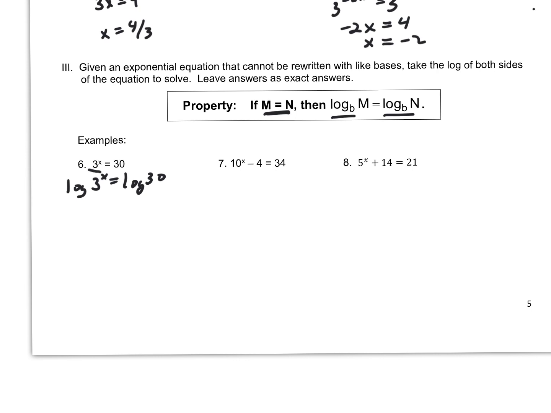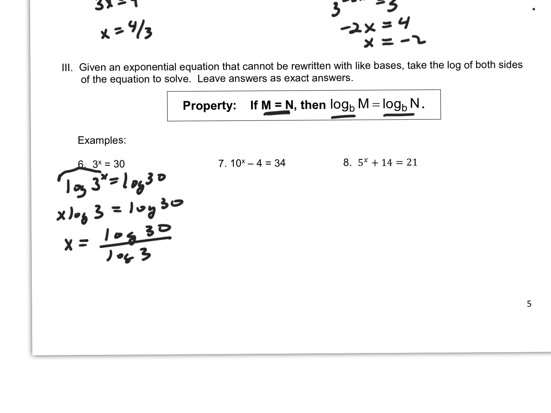So now what did my rule say from the last section? It says you pull that x out in front. So x log of 3 equals log of 30. And now to solve and get x by itself, I will divide both sides by log of 3, so x equals log of 30 divided by log of 3. Log base 10 of 30 is a decimal number. Log base 10 of 3 is another decimal answer. You can't reduce them, so you can't say, oh, 3 goes into 30 10 times. You also cannot cancel out those words log either. So your final answer is log of 30 divided by log of 3. That would be the exact answer.